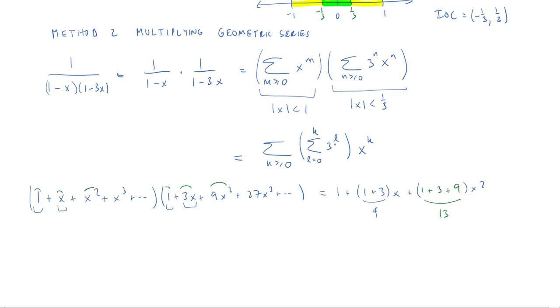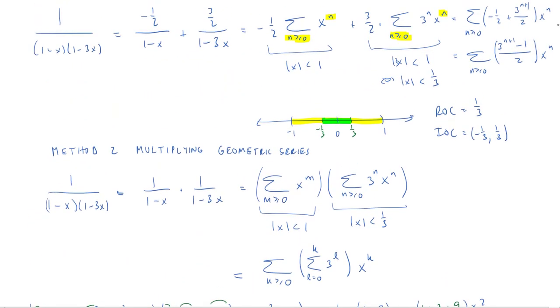Now, this actually doesn't look like the same answer as we had from method 1. Yep, in method 1, we ended up with 3 to the n plus 1 minus 1 over 2. So, did we make a mistake somewhere? Well, not really. If we sum this finite geometric series, the sum, L goes from 0 to k, of 3 to the L, this actually equals 3 to the k plus 1 minus 1 over 2. And that's coming from the nice formula for a finite geometric series. So actually, we ended up with the same answer, just in a different form.